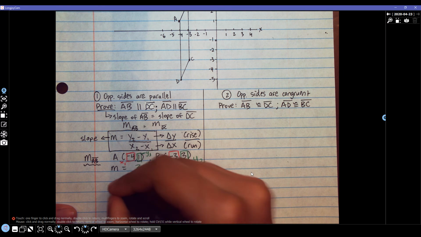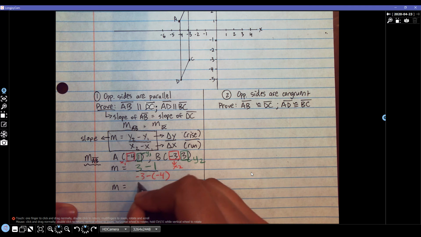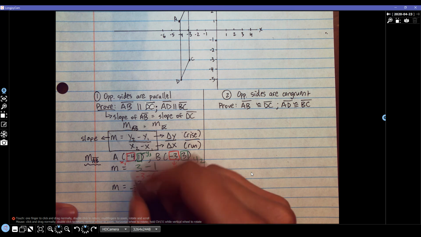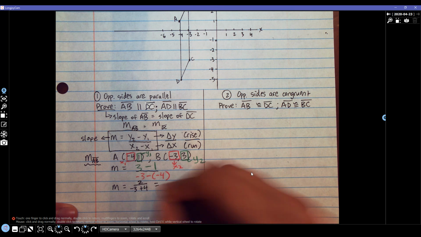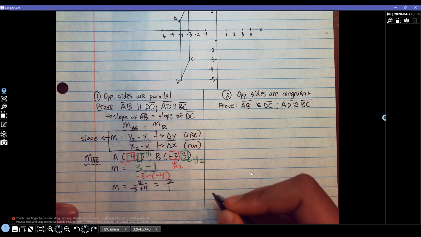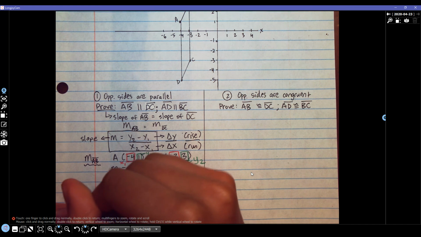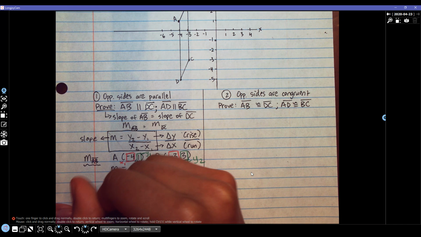Let's start to simplify. So I know 3 minus 1 is 2 on top, and then I have on the bottom here -3 minus -4. Remember, when we're subtracting a negative, it just becomes addition. So -3 plus 4. So this is actually 2 over -3 plus 4 is 1. So the slope of AB is equal to 2.